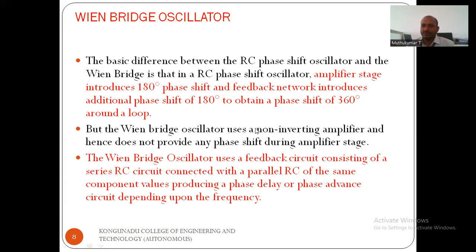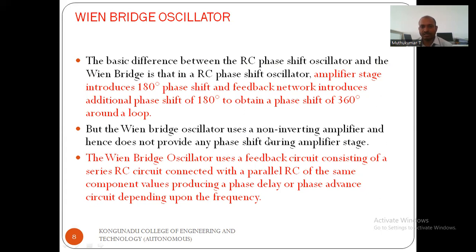The basic difference between the Wien bridge oscillator and the RC phase shift oscillator is that in the RC phase shift oscillator, the amplifier stage introduces a 180-degree phase difference and the feedback network introduces a 180-degree phase difference. So the total phase difference is 360 degrees around the loop.